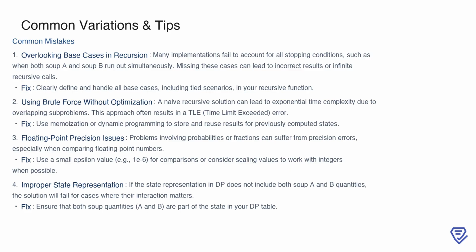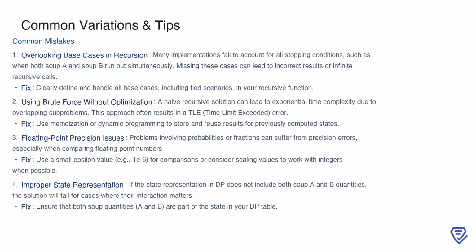Another common issue involves floating point precision. When working with probabilities or fractions, small precision errors can accumulate, causing incorrect comparisons or results. A good practice is to use a small epsilon value for comparisons or scale your values to integers where possible.